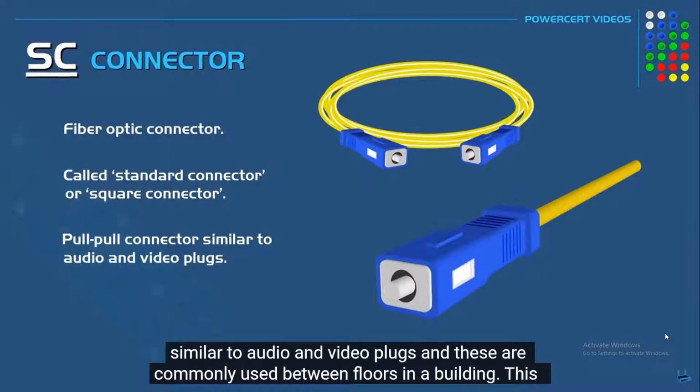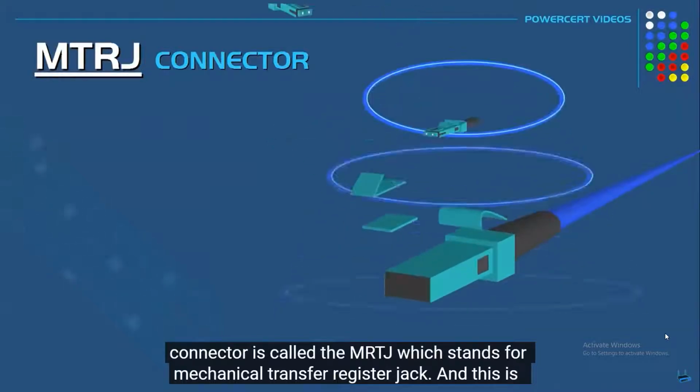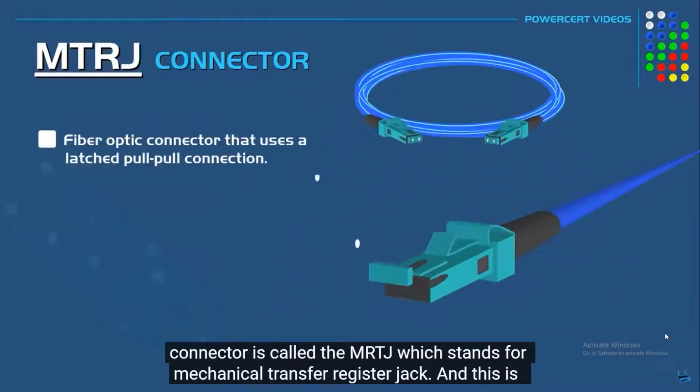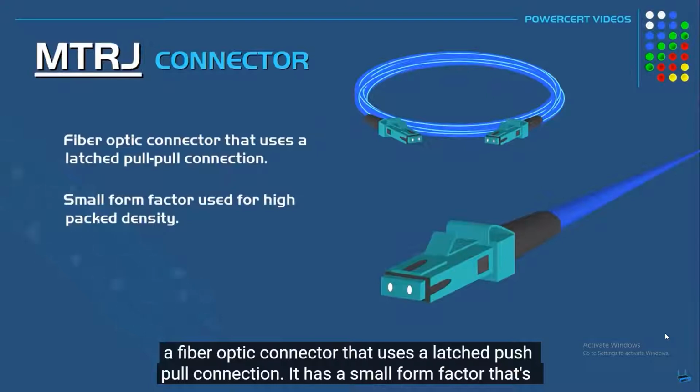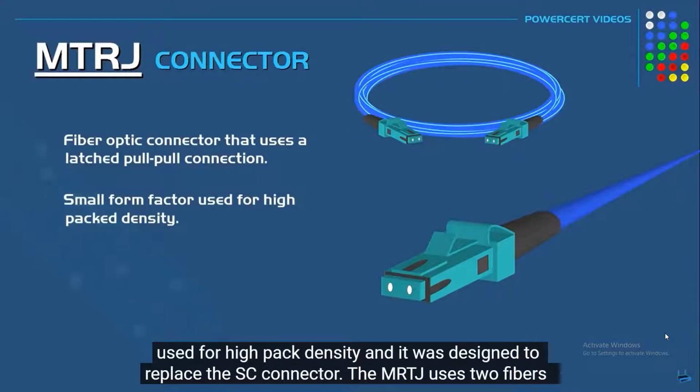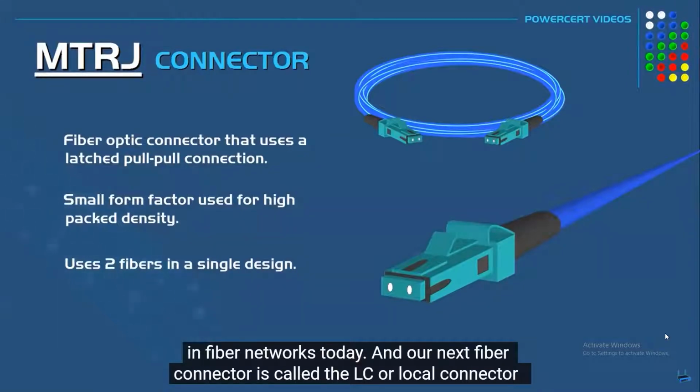This connector is called the MTRJ, which stands for Mechanical Transfer Registered Jack, and this is a fiber optic connector that uses a latched push-pull connection. It has a small form factor that's used for high pack density, and it was designed to replace the SC connector. The MTRJ uses two fibers in a single design, and it resembles the RJ45. This connector is becoming increasingly popular in fiber networks today.